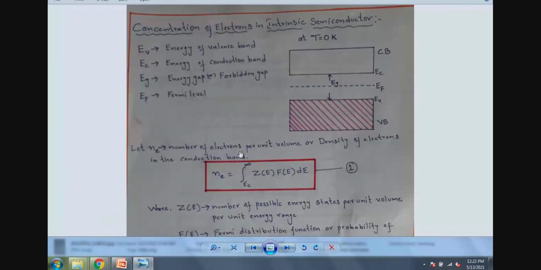that Ne is the number of electrons per unit volume, or the density of electrons in the conduction band. To calculate that, we have to frame one equation. So let us see the equation here. Ne is nothing but the integral with limits from EC to infinity of Z of E into F of E into dE. Make it equation 1.